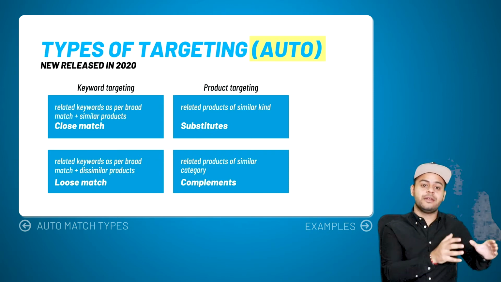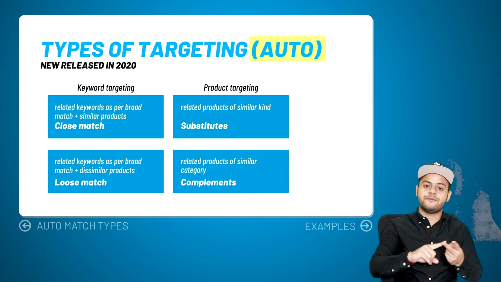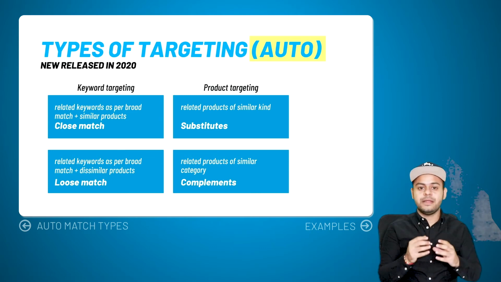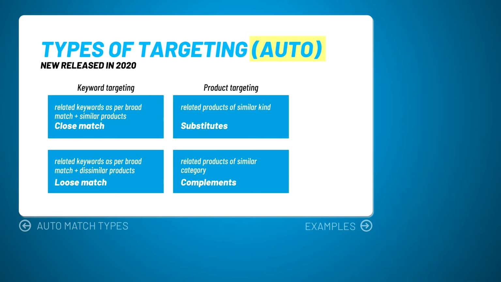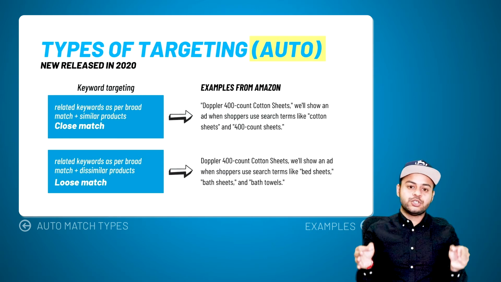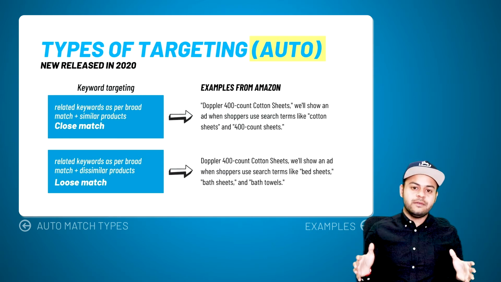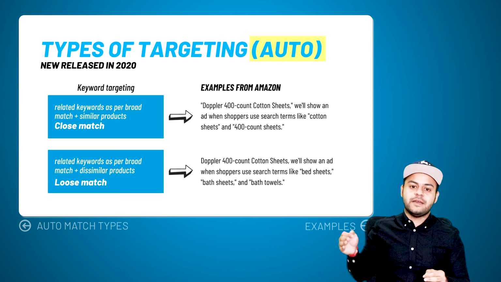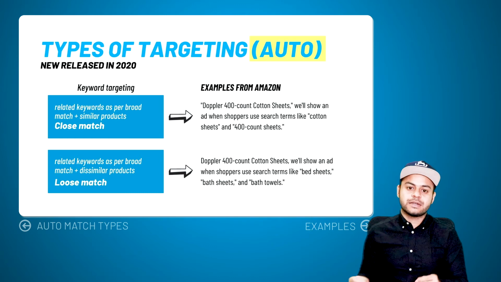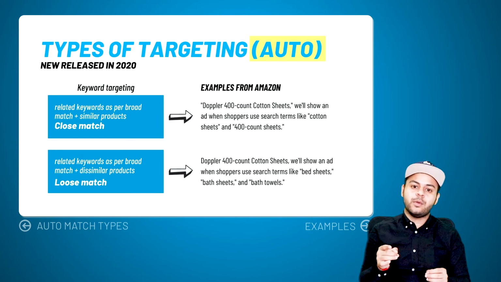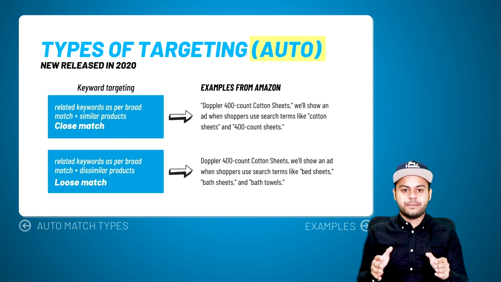Now, since we've already looked at the definitions for broad, phrase, and exact, I'm going to be referring to those so that this doesn't sound like a very new definition. In close match, Amazon will show your products on all the keywords as per the broad match definition, and also on the keywords relating to similar products as per the product that you are trying to advertise. Let's look at the example.